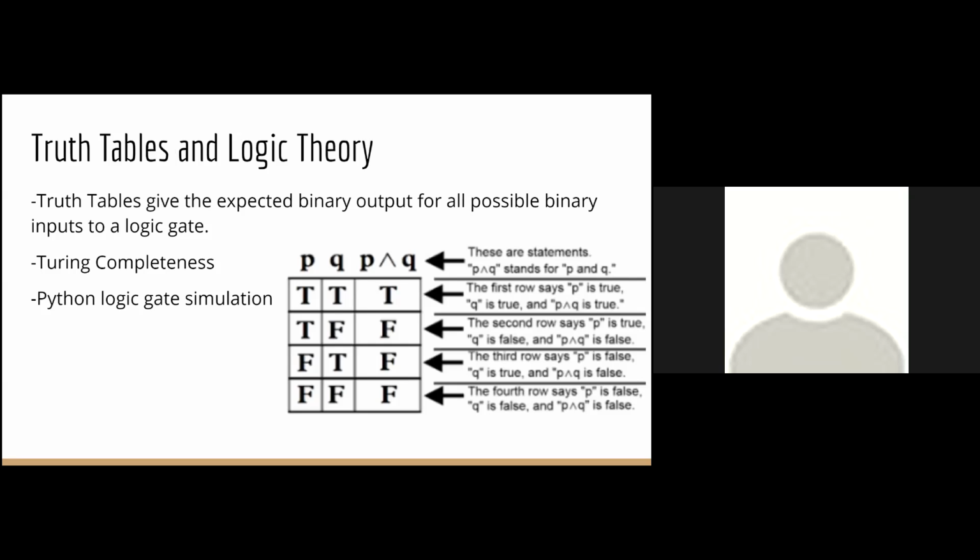Turing completeness essentially means that a system can adhere to a set of rules the same way that a Turing machine can. It's kind of the reason that you can build all those cool redstone things in Minecraft, because the system in Minecraft, I believe, is Turing complete. And we will be approaching the theoretical aspect of it through simulating the logic gates in Python.